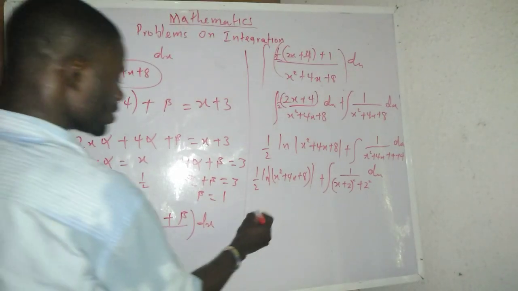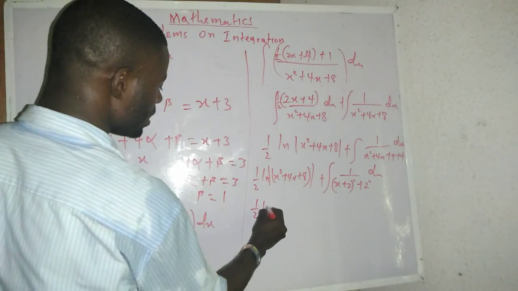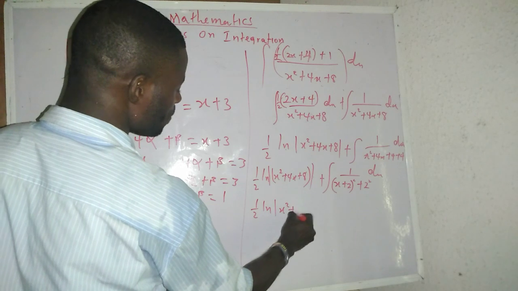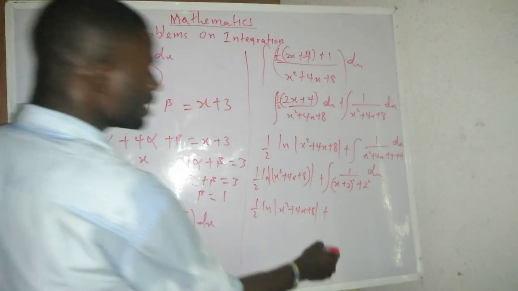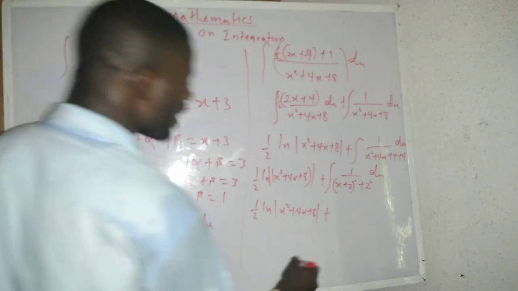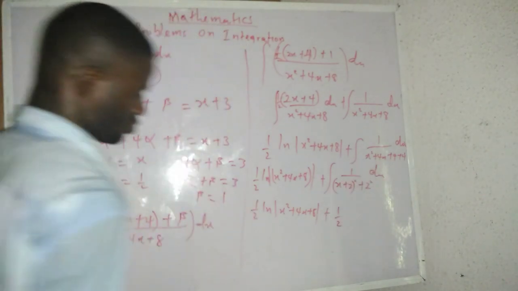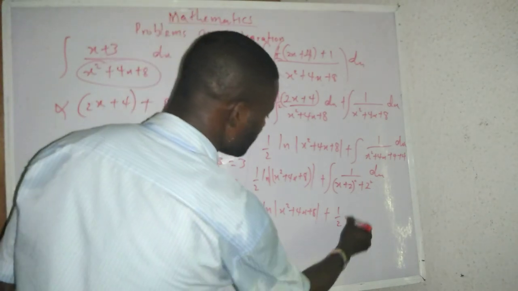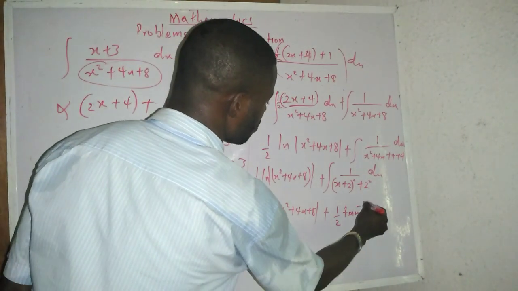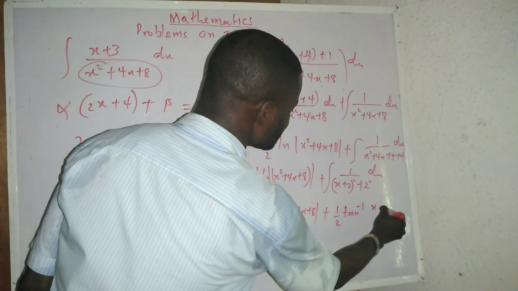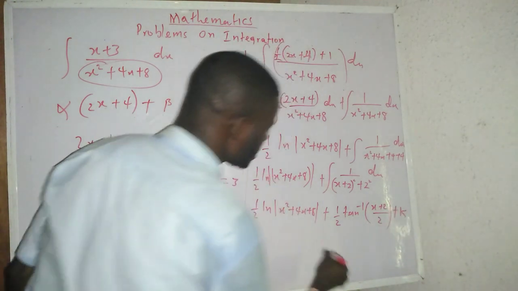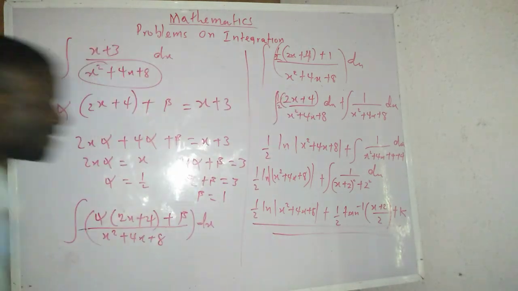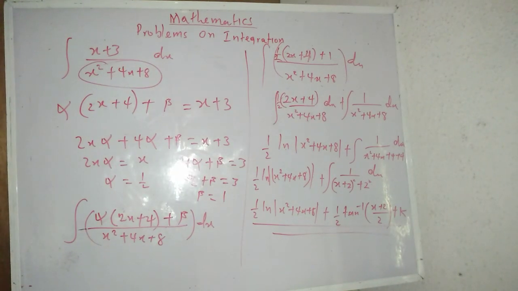Now, I can answer what? My final answer is 1 all over 2 ln absolute x squared plus 4x plus 8 plus, now, this one, I will be having 1 all over 2 tan inverse of x plus 2 all over 2 plus k. That is my final answer. Now, that is all it's being solved.